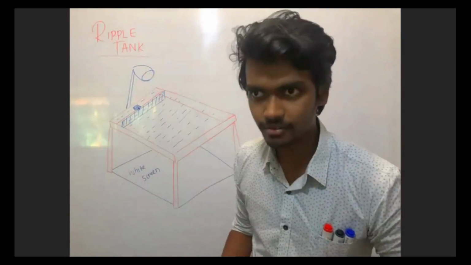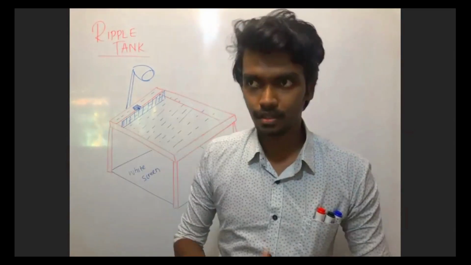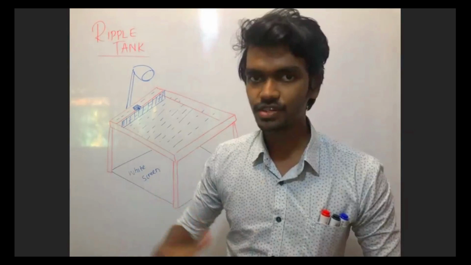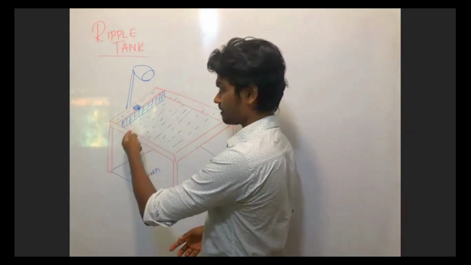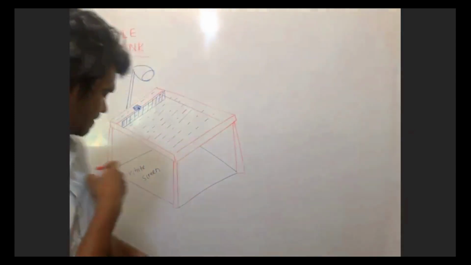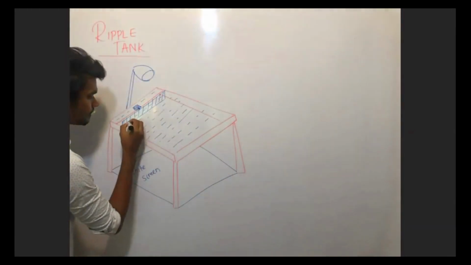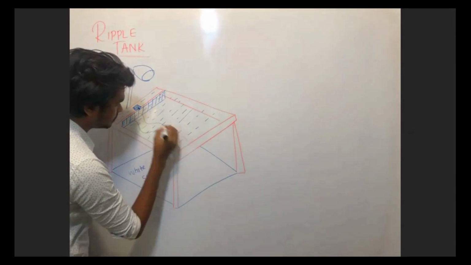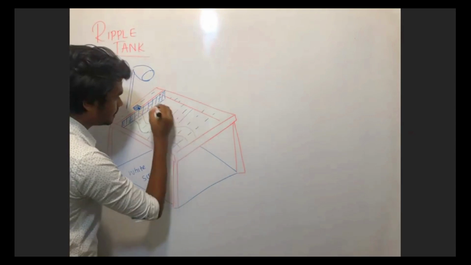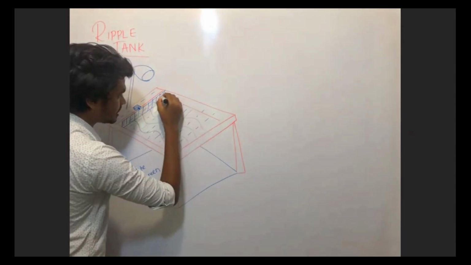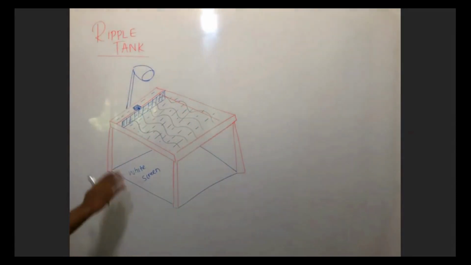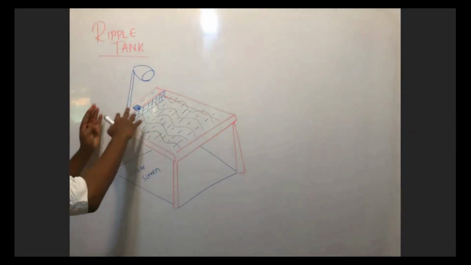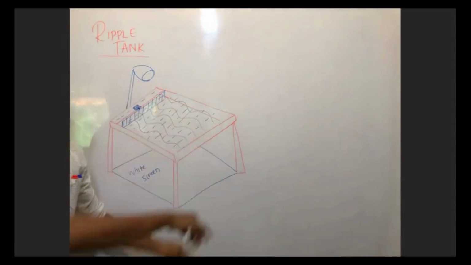When it oscillates, what happens? When there is an oscillation, a wave starts to generate. So a water wave starts to generate. These are water waves. They start to generate and they will propagate.